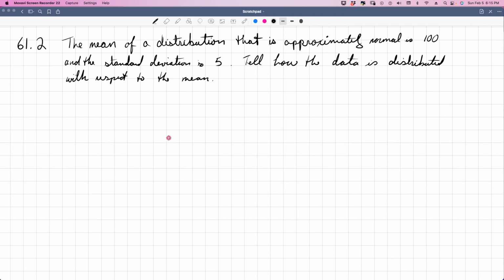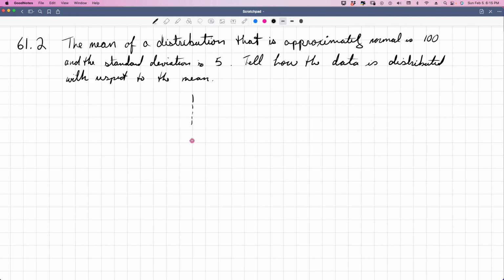So here's our problem. 61.2. The mean of a distribution that is approximately normal is 100, and the standard deviation is 5. Tell how the data is distributed with respect to the mean. So we know, here's the mean. We can just kind of draw a little picture here.